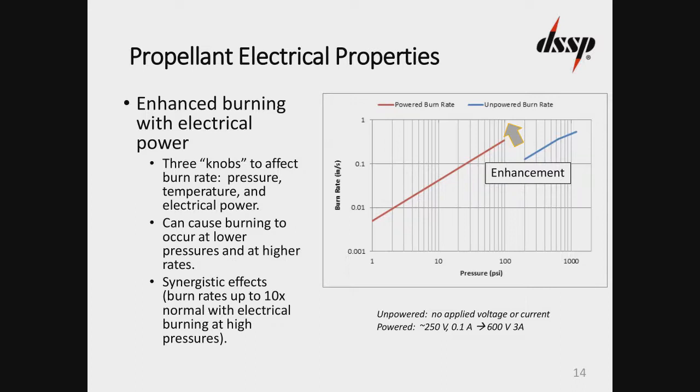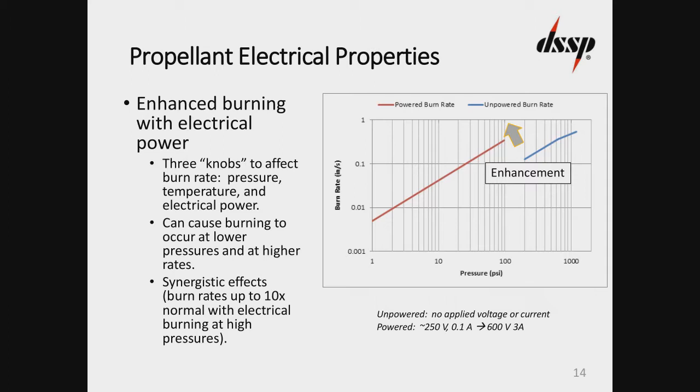The other thing for these propellants, again, is the electrical behavior. I've talked about where they don't burn under 200 PSI. That's if you don't apply electrical power. Now, using electrical power, you can burn these materials at under 200 PSI. So you have an enhancement.